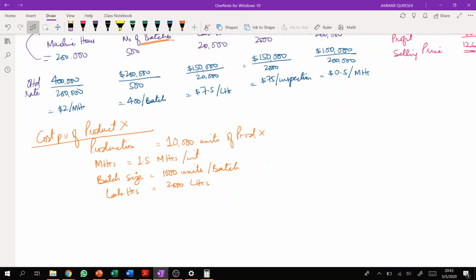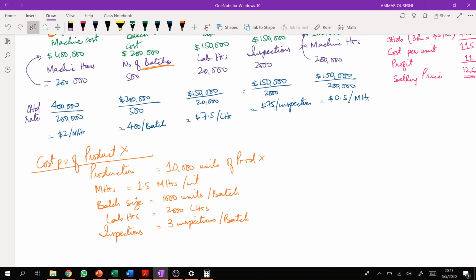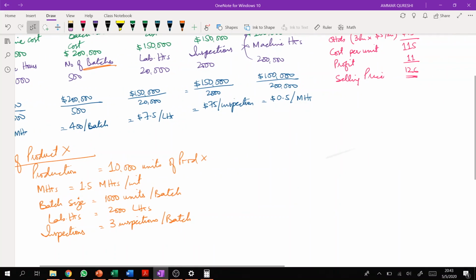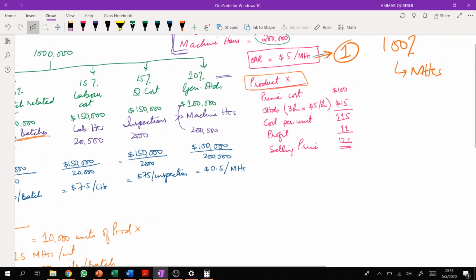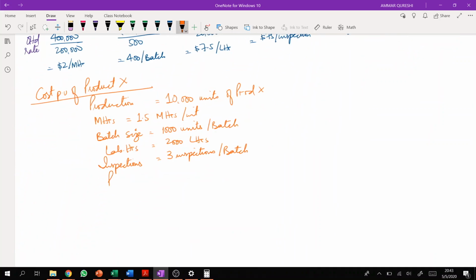And the number of inspections will be around 3 inspections per batch, right? General overhead needs machine hours, so we know the machine hours, right? And let's suppose the prime cost of the product. How much prime cost did we consider in the example? We considered $100, right? So let's consider the prime cost of the product is $100.